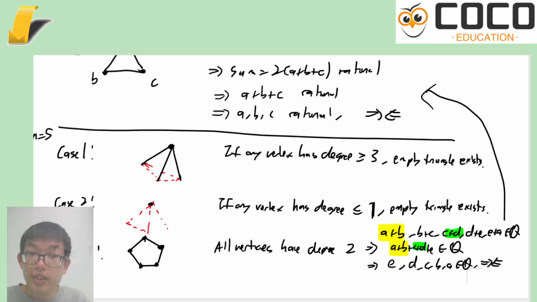Not a contradiction in the sense of, oh, so the question fails. This is a contradiction in the sense that you cannot have all vertices with degree 2, so case 3 doesn't happen, and if case 1 or 2 happens, an empty triangle exists. So therefore the answer is just n equals 5.